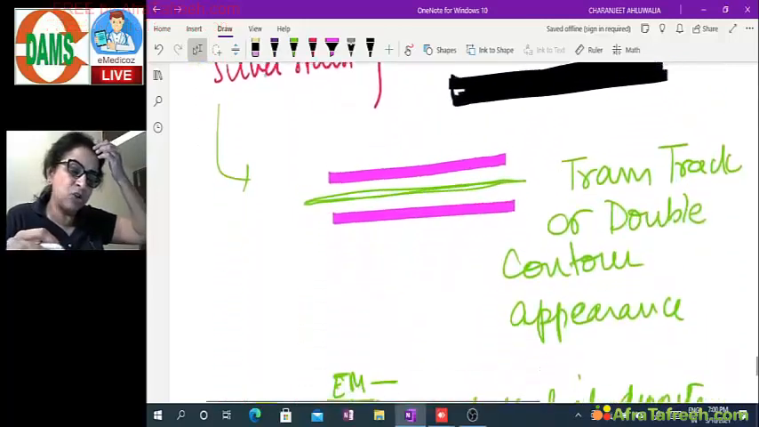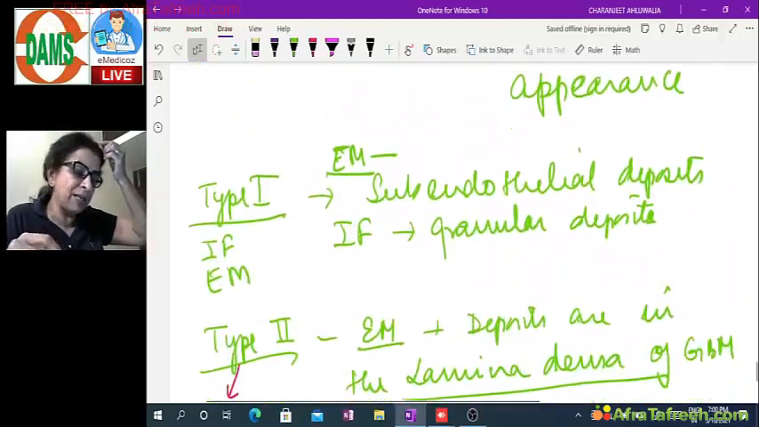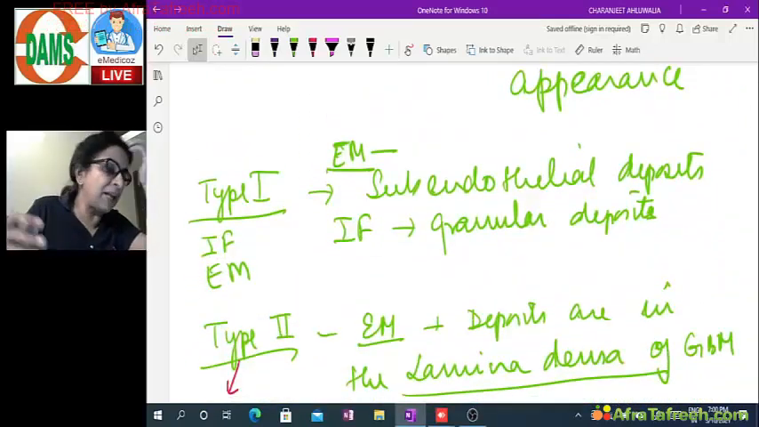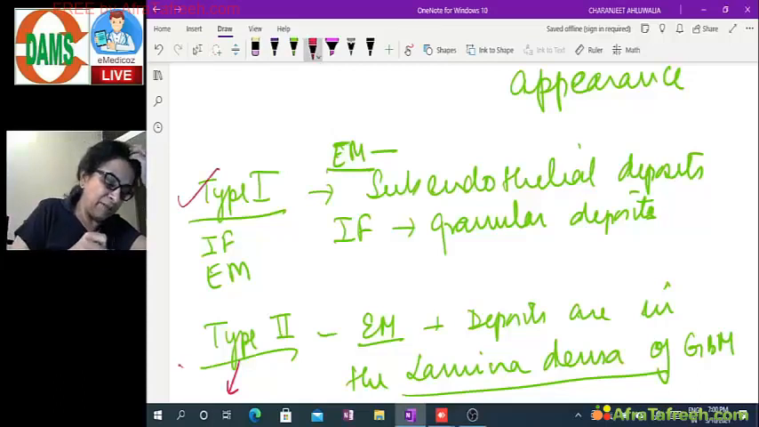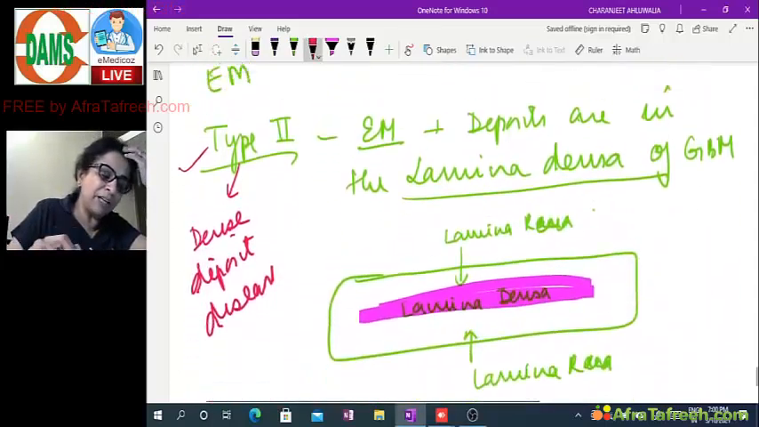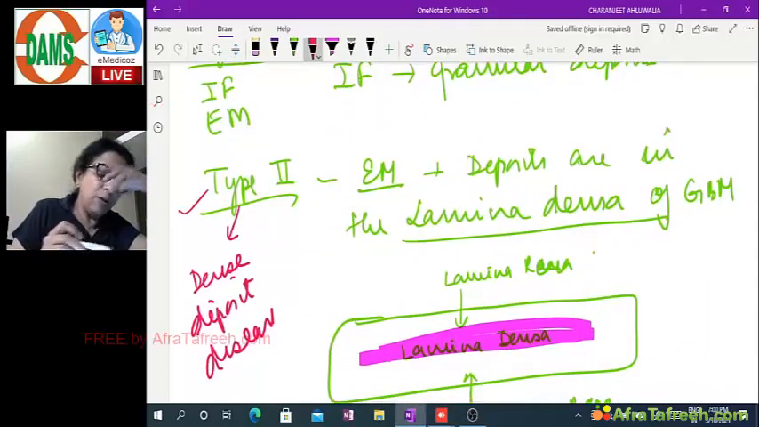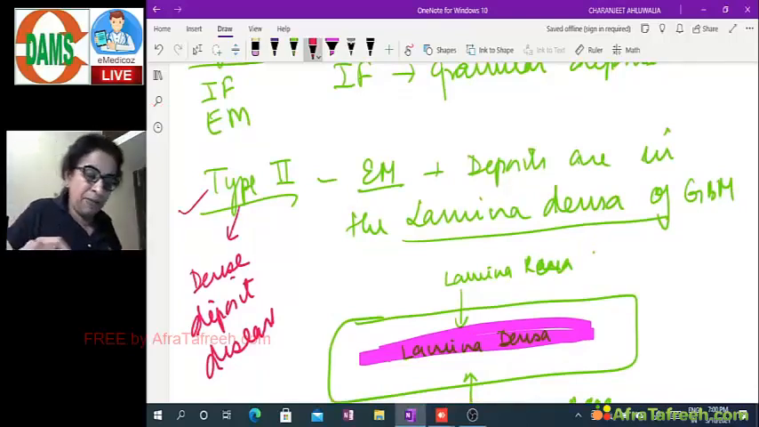PAS and silver stains show a tram track or a double contour appearance. Then the electron microscopic and immunofluorescence picture is different in type 1 and type 2. Electron microscopy in type 1, we have subendothelial deposits. Immunofluorescence, these deposits appear granular. In type 2, the deposits are in the lamina densa of the GBM. This is what we see.